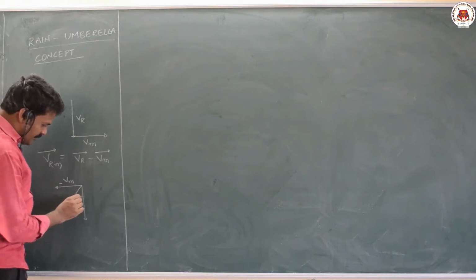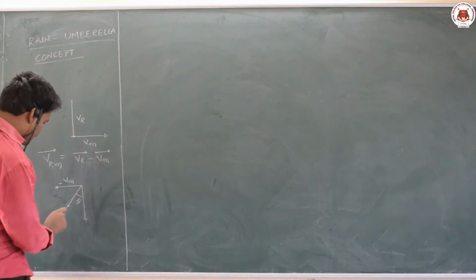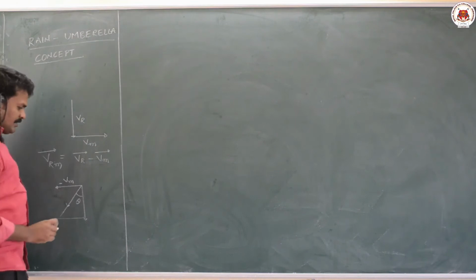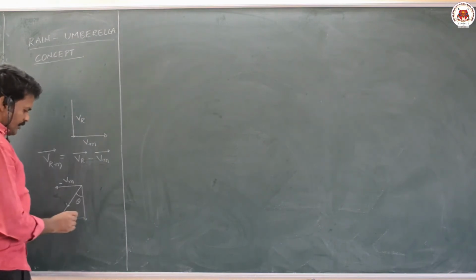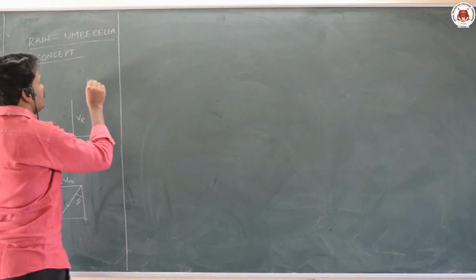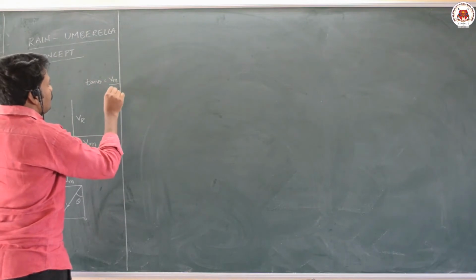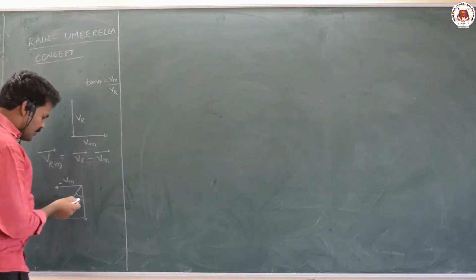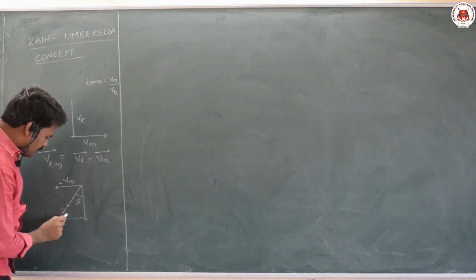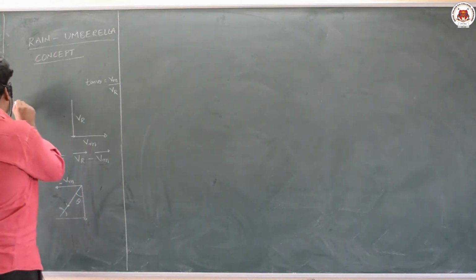This is the angle made with the vertical. You can calculate like this. Tan theta is equal to Vm by Vr. This is the angle made with the vertical. So, at this angle you have to hold the umbrella.